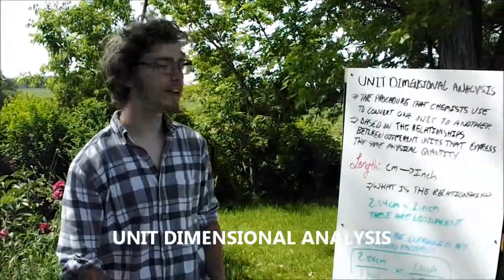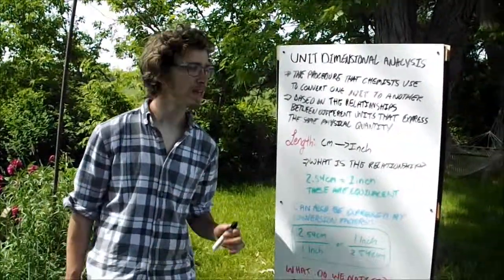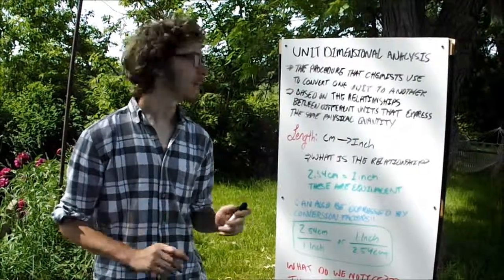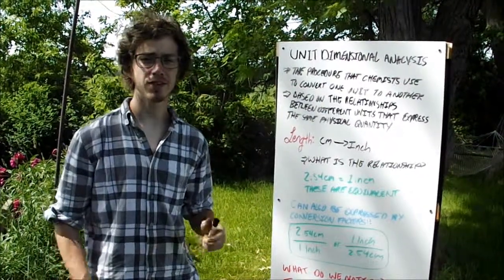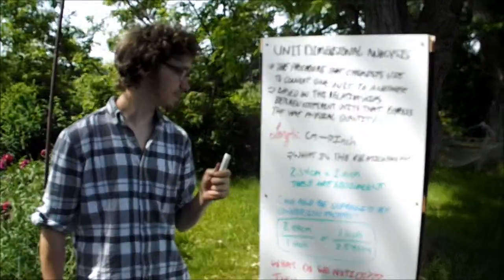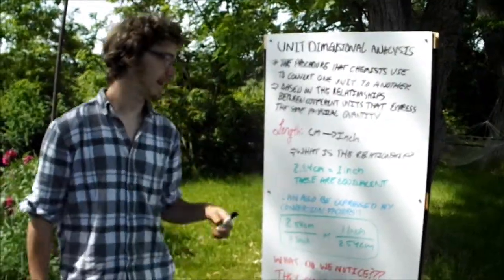Hey guys, I want to do a video on unit dimensional analysis. It's a procedure that chemists use to convert from one unit to another. It's based on the relationships between different units that express the same physical quantity. What I mean by two different units that express the same physical quantity, I'll use length as an example.